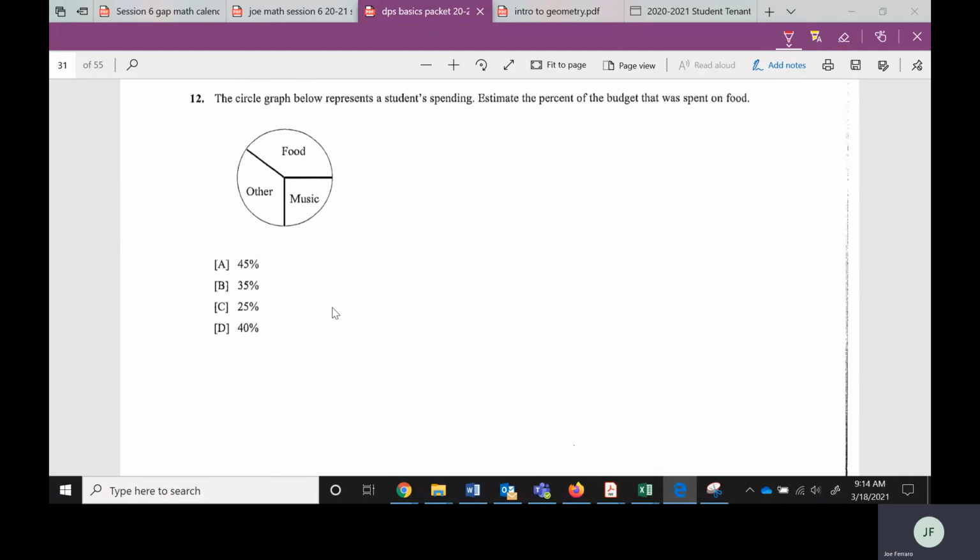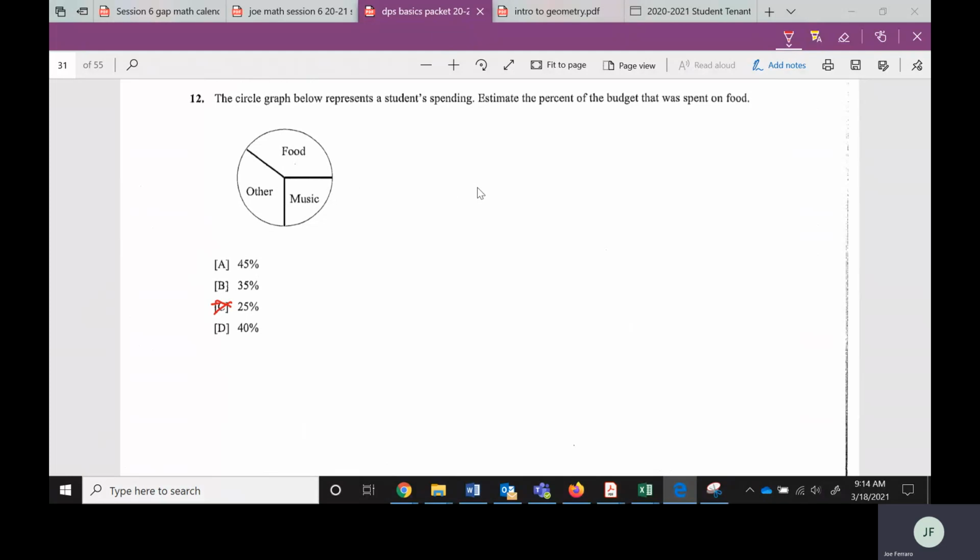So the circle graph below represents a student's spending. Estimate the percent of the budget that was spent on food. Okay, so you look at food here. Now these are all pretty similar, so it's going to be hard. There's going to be a little math we're going to do here. It's kind of hard to look. I would say for sure it's not 25%. Okay, that one looks bigger than 25. 25% is 1/4, and it's over 1/4.